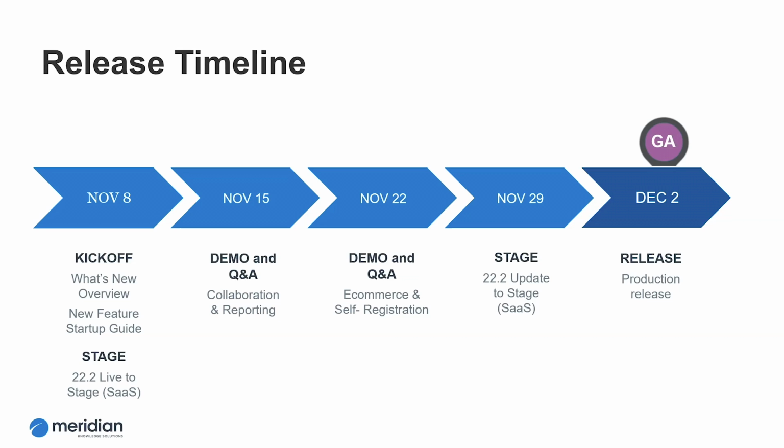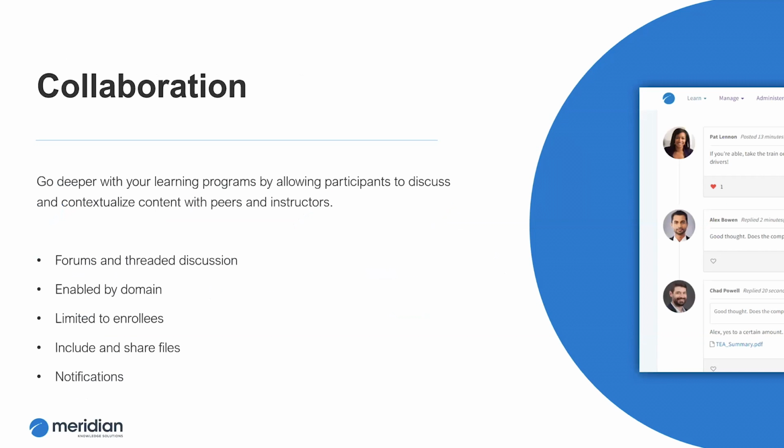So without further ado, we'll get into the features. I'm going to turn it over to Luke in a second, but first a quick reminder of what collaboration is. This is really allowing you to have threaded discussions, with some file sharing with those discussions. It is enabled by domain, and you can have notifications around those discussions. Luke's going to go through in more detail exactly how all this works and walk through some scenarios for you. With that, I'm going to stop sharing and turn it over to Luke.